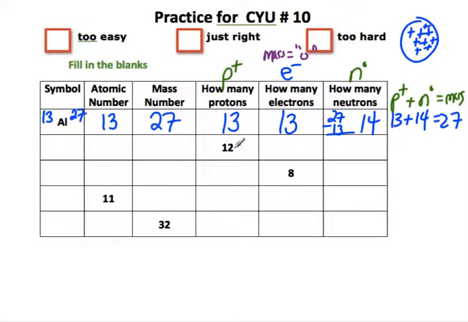In the next example, they're only giving us the number of protons, and we have to figure out all the other values. Well, if the number of protons is 12, then we know automatically the atomic number is 12. And we could look it up on the periodic table and see which symbol is in the box that has an atomic number of 12. And we see it's magnesium.